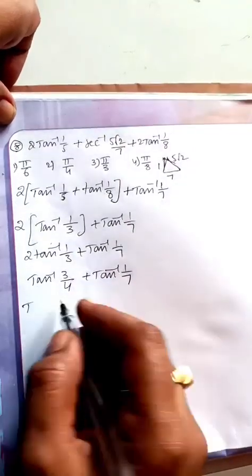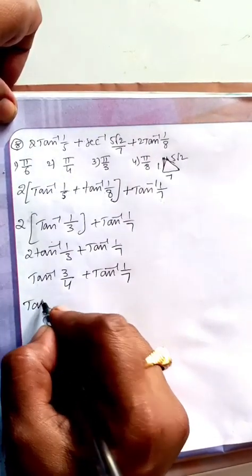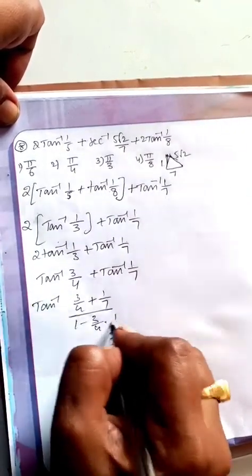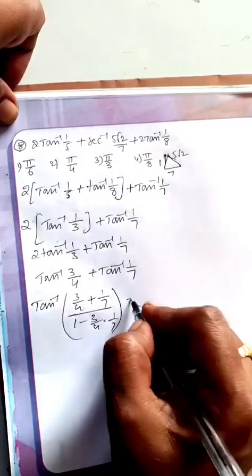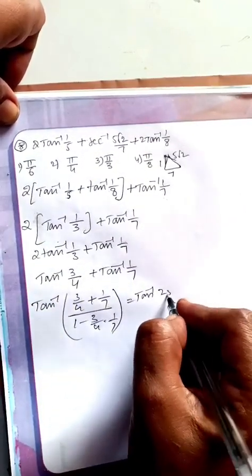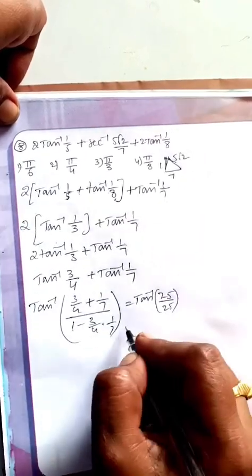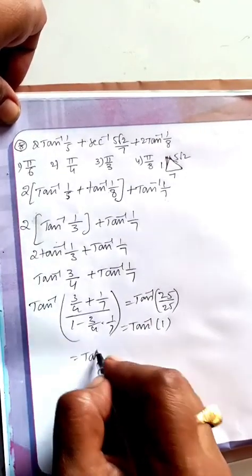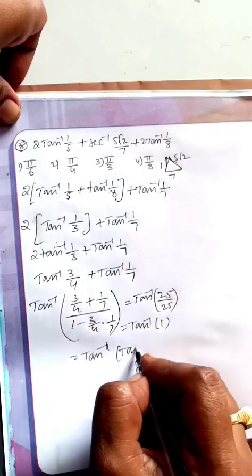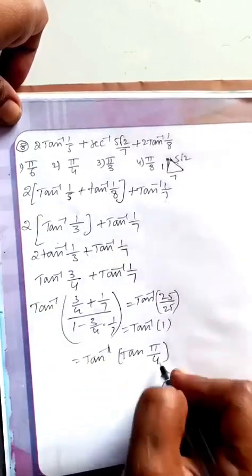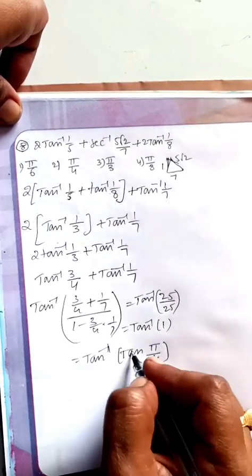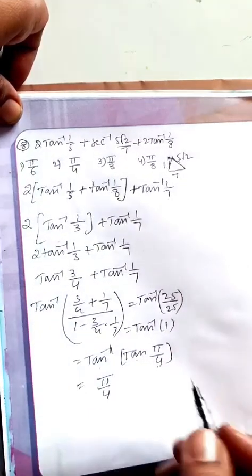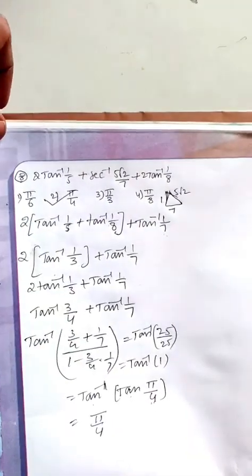Again use the tan inverse x plus tan inverse y formula. So tan inverse of (x plus y) by (1 minus xy), which is equal to tan inverse 25 by 25, tan inverse 1. 1 can be written in terms of tan. Tan 45 is 1, so instead of 1 we are writing tan of pi by 4. 1 is tan pi by 4. So tan inverse of tan pi by 4 is pi by 4. So the second one is the right answer.